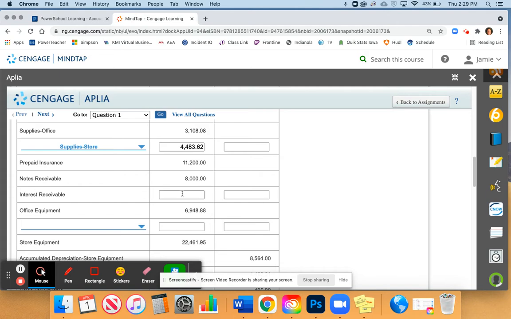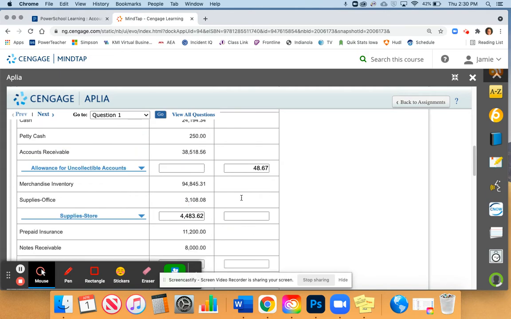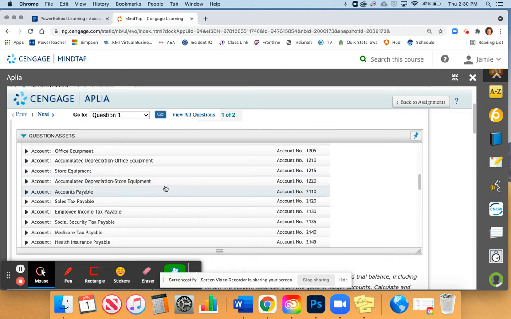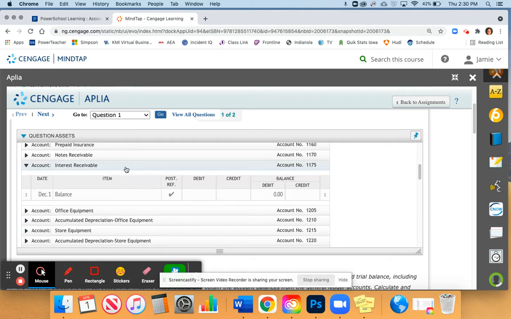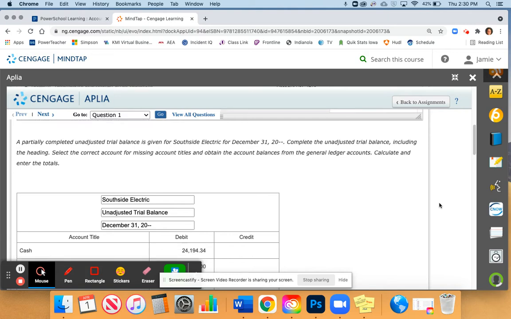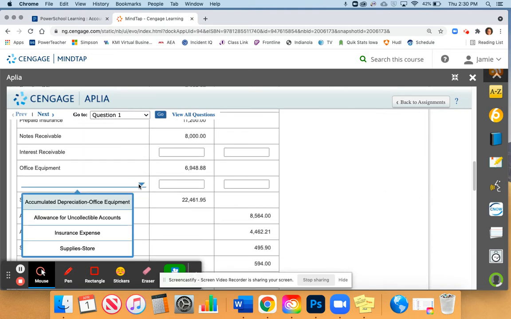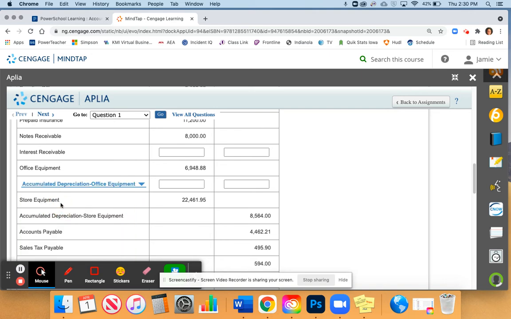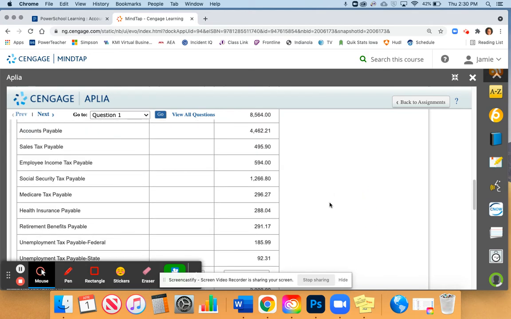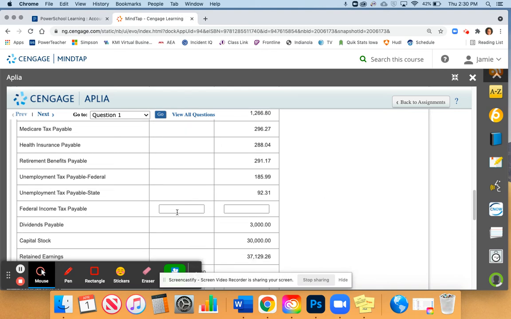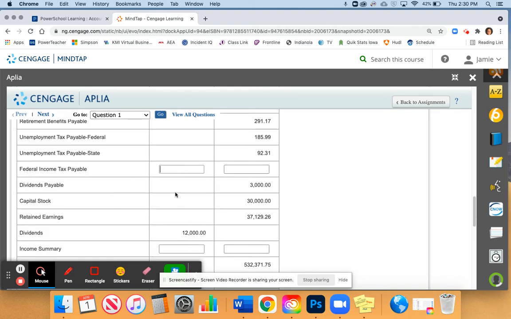And you'll notice that interest receivable, for instance, has blanks, but there is no balance. So you can come up here in interest receivable, they have no balance, so you just leave it blank. After office equipment, you have accumulated depreciation, balance for that account. Federal income tax payable, no balance, so we'll just leave that blank.